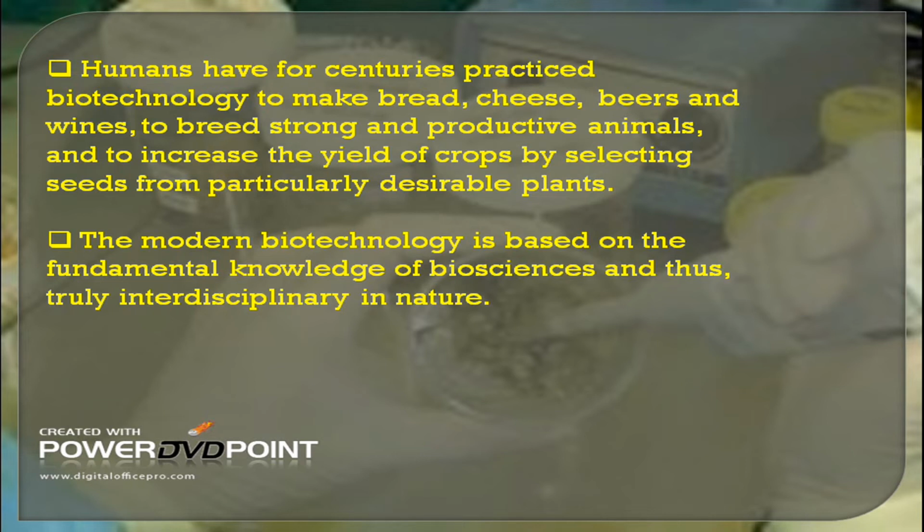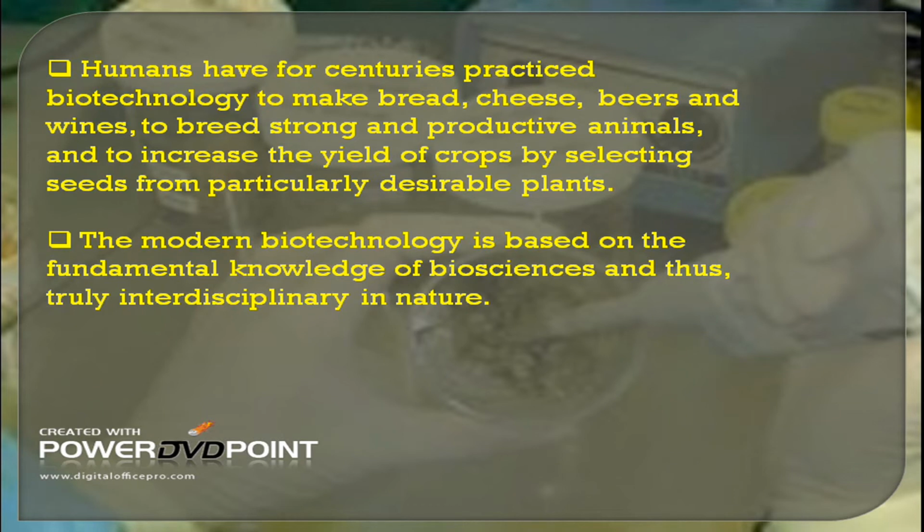Thus we saw that humans for centuries have practiced biotechnology to make bread, cheese, beers and wines. They also used it to breed strong and productive animals and to increase the yield of crops by selecting seeds from particularly desirable plants. So these techniques were used in the ancient period and are part of classical biotechnology. Now we are coming to modern biotechnology.